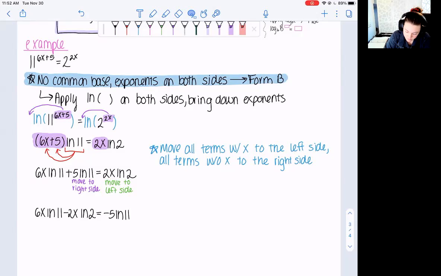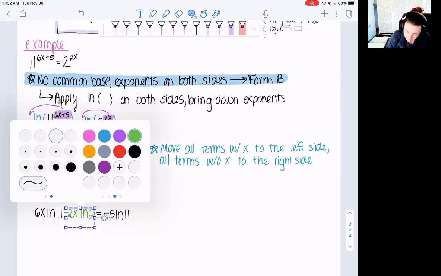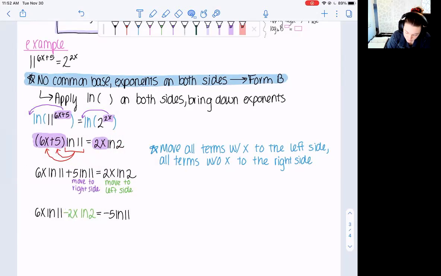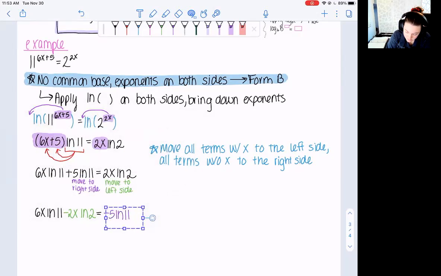So if it helps here, I'm not sure if it does. No, I'm not sure that color coding actually helps there.